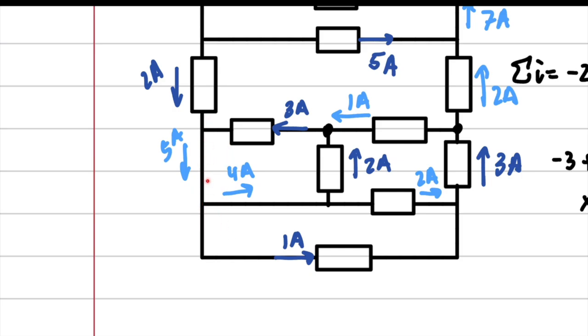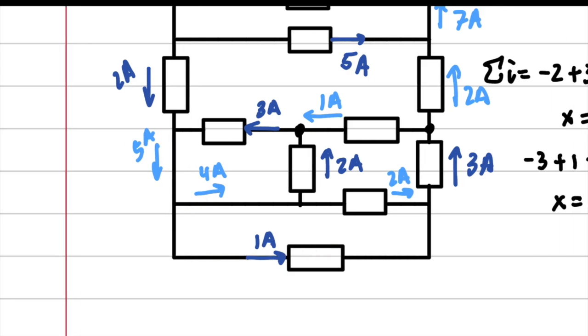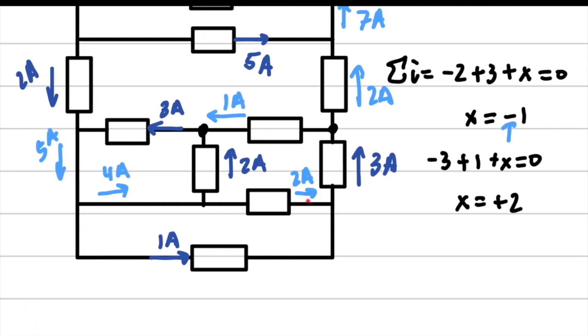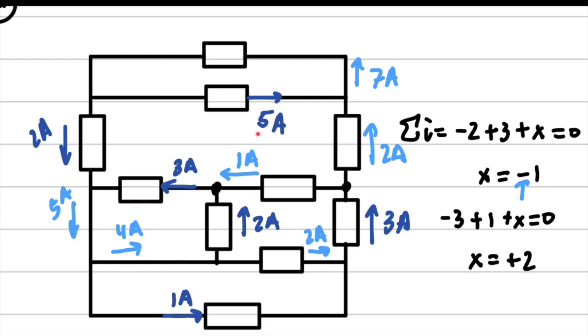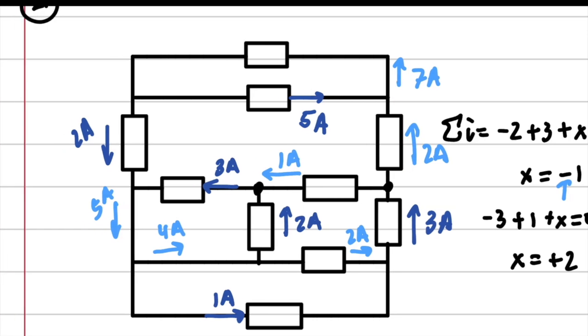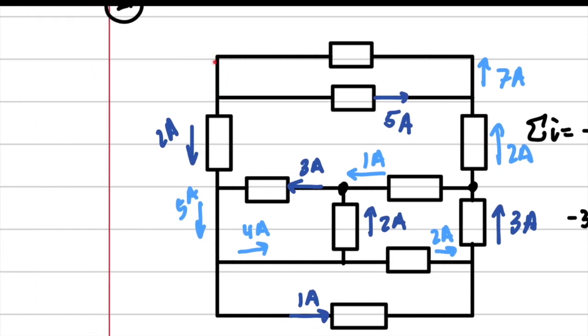Then we got 5 and 4 splitting up to 1. Then we got 2 and 1 combining to get 3. Then we got 3 splitting up to get 1 and 2. Then we got 5 right here and 2 combining together to make 7. And from here we have 7 splitting up from 2 to 2 and to 5. And that's it.